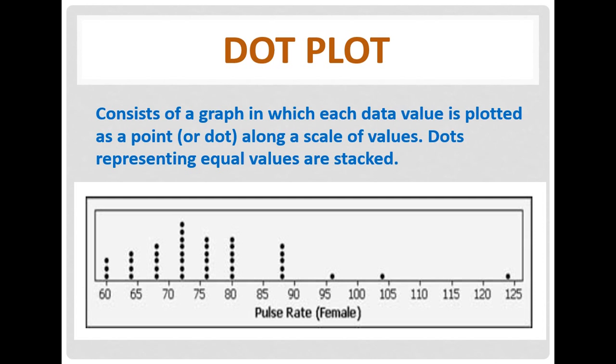So again, by definition, it consists of a graph in which each data value is plotted as a point or a dot along a scale of values. Dots representing equal values are stacked. Notice again, I still have this axis label here. And this one from the book will get a minus 1. What's this graph on the board missing? Title. But I put that in your notes, right? So in your notes, you have the title, okay?